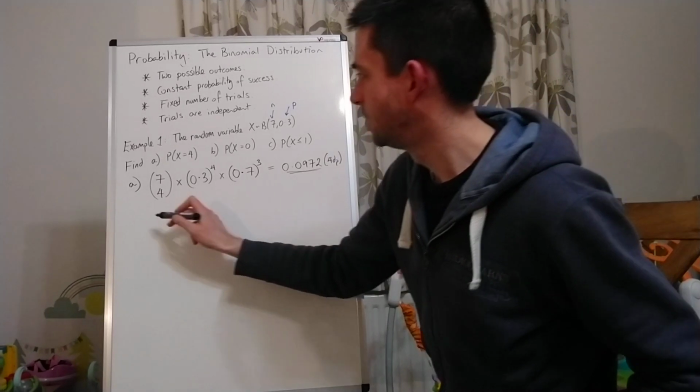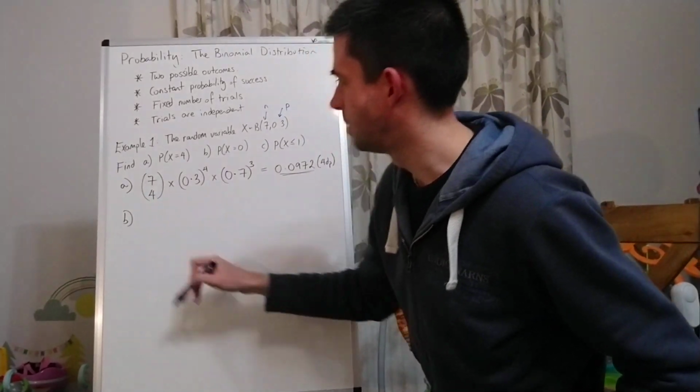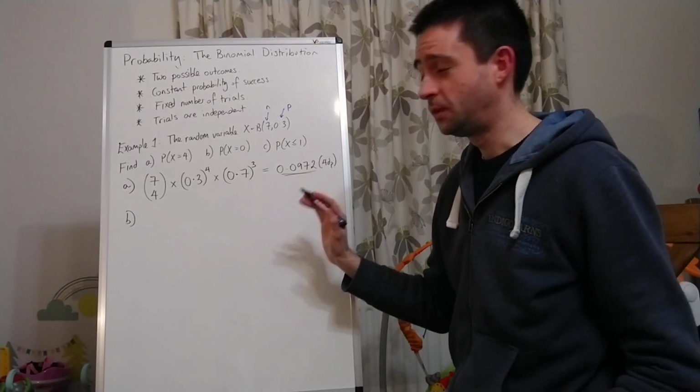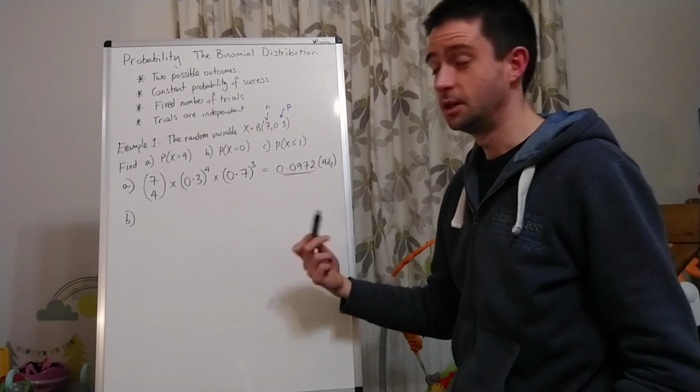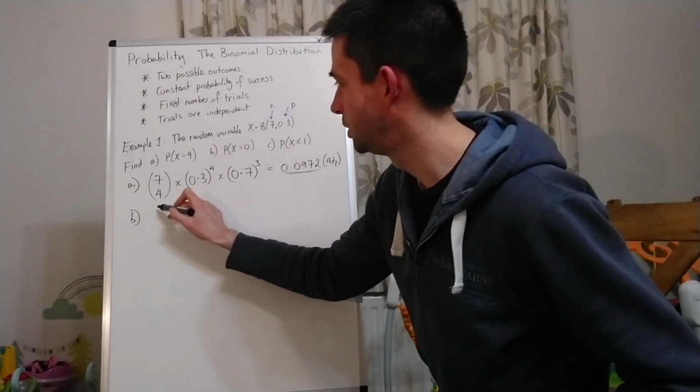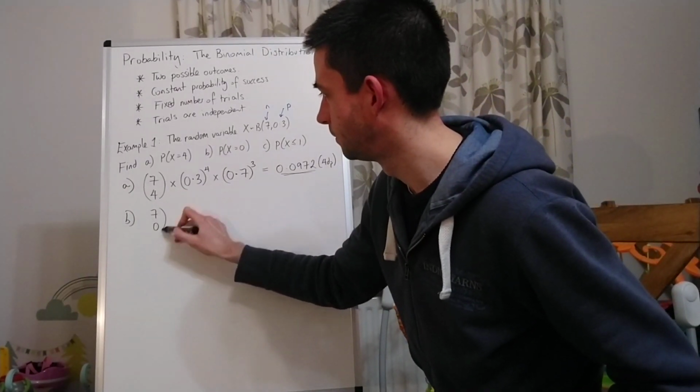So part B, probability that x equals 0. You may be thinking, why is he doing that? It's just the same with the numbers changed. Well, there is a specific reason for this. It's to do with no successes, and actually a quick way that you can work that out. We'll do it the proper notation way to start with.